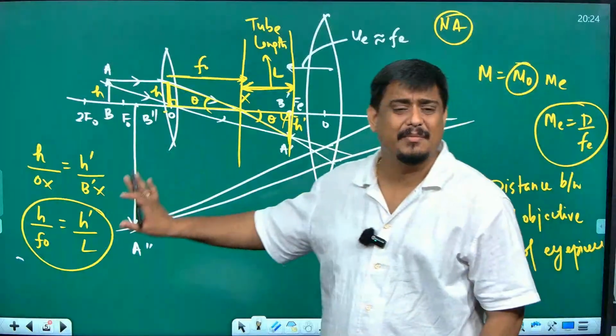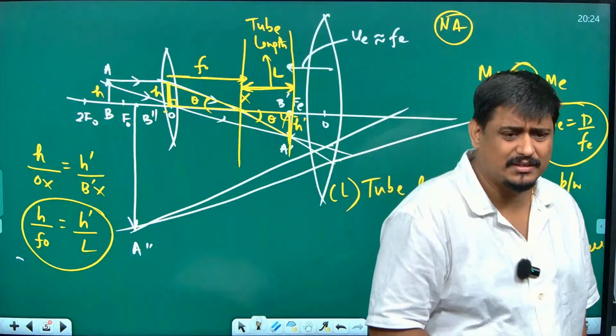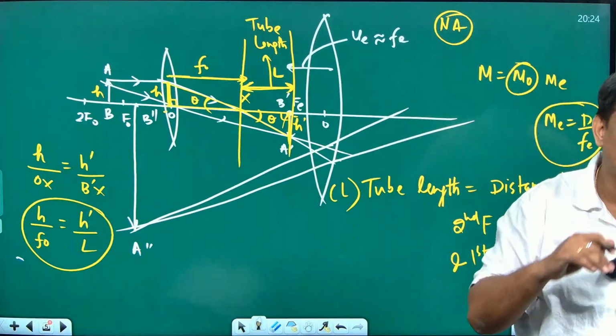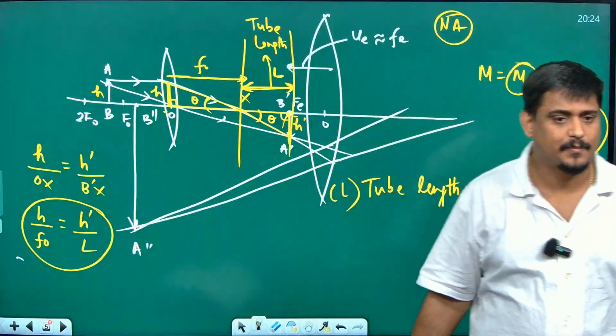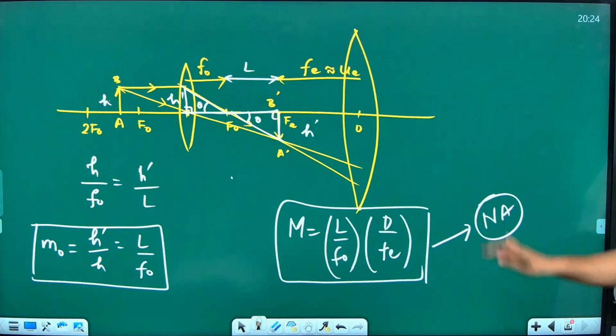It can come anywhere, man. It can come here, here, here. There's no specific position for that. You are drawing it, it will come anywhere, but it will come somewhere on this principal axis. Is it clear to you? This ray diagram is clear to everybody, whatever I have drawn.